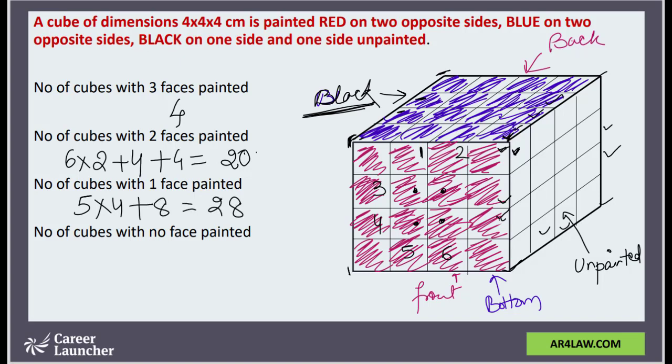The number of cubes with no face painted. We know the total number of smaller cubes is 64 minus 4 plus 20 plus 28. So that comes around 12. So the number of smaller cubes which have no face painted will come out as 12. So this is how we approach the questions which are based on cubes, counting the number of smaller cubes, then cubes painting and then being cut into smaller cubes, and then counting the smaller cubes which have one face painted, two face painted, or three or none face painted.